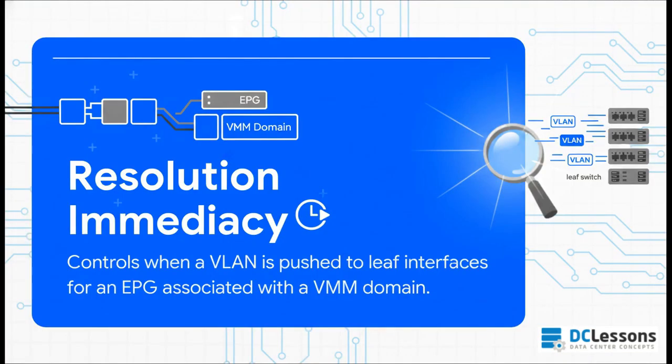So here's the official take. When you connect an EPG, your application group, to a VMM domain, this setting, resolution immediacy, is the master controller for when the VLANs for that EPG get pushed down to the leaf switch ports. It's all about the timing of that VLAN provisioning on the interfaces that are plugged into your hypervisors.